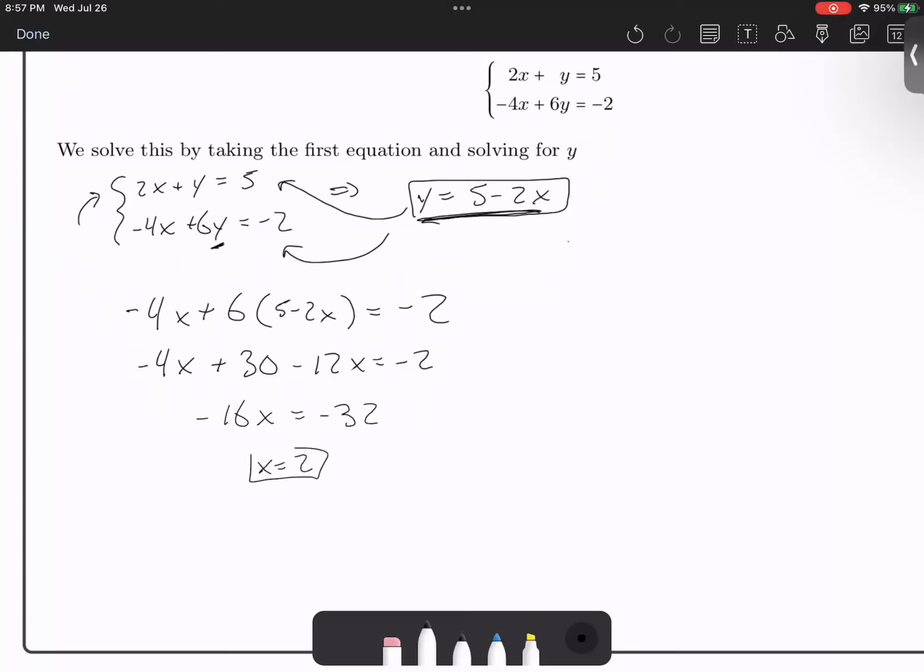X has to be 2. So now that we know what x is, we can figure out what y is. Y is going to be 5 minus 2 times 2. Oh, y has to be 1.